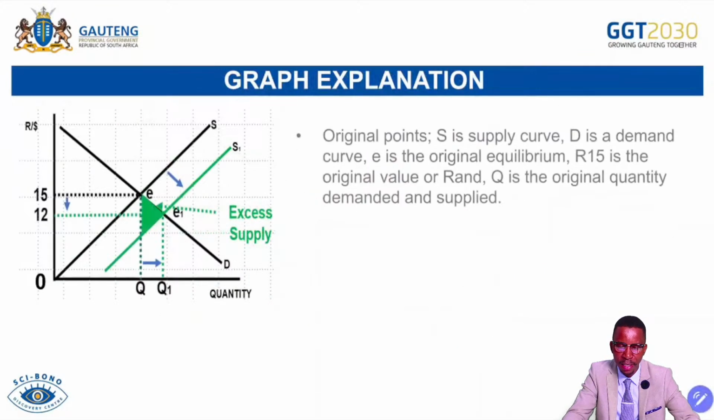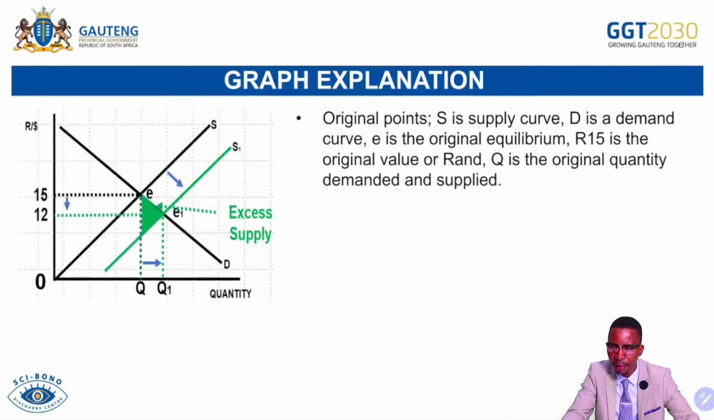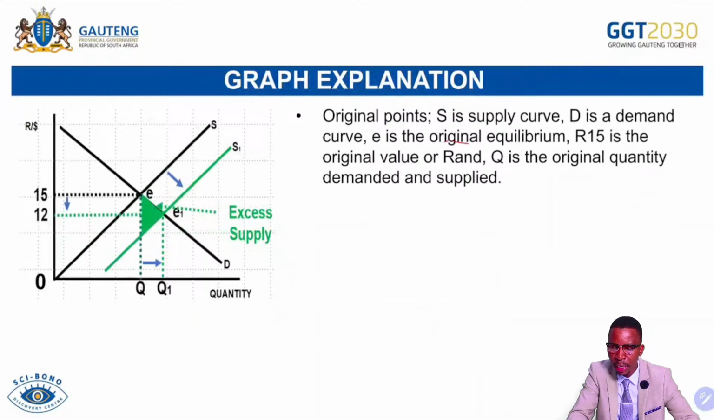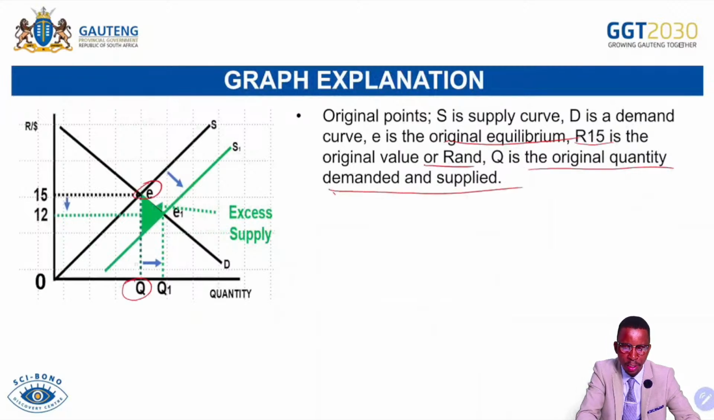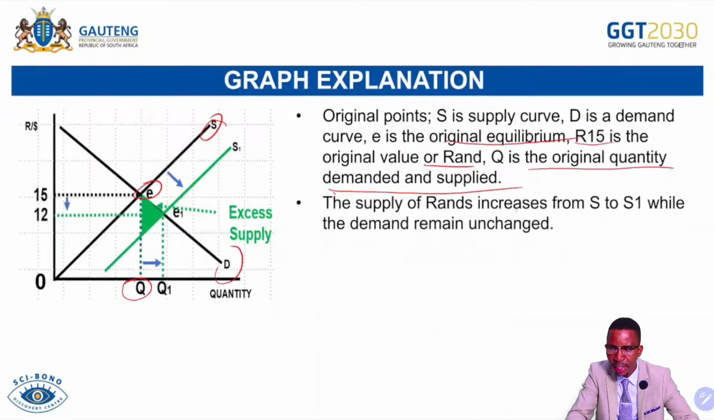And then we explain the graph. Originally, S is the supply curve and D is the demand curve. E is the original equilibrium point, and 15 rand is the original value of the rand. Q is the original quantity demanded and supplied. Those are the original points. And then what happens after? The supply of rands increased from S to S1, meaning the rand is supplied higher than the demand.